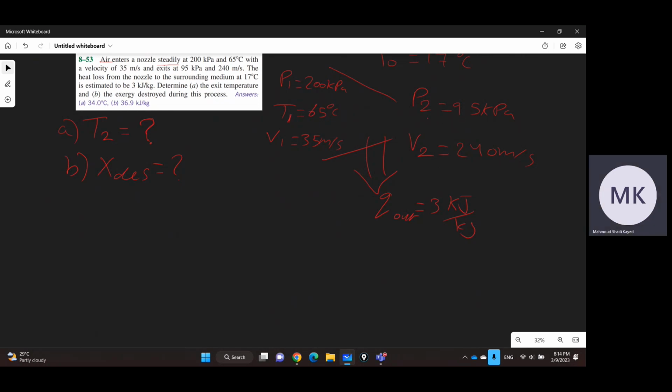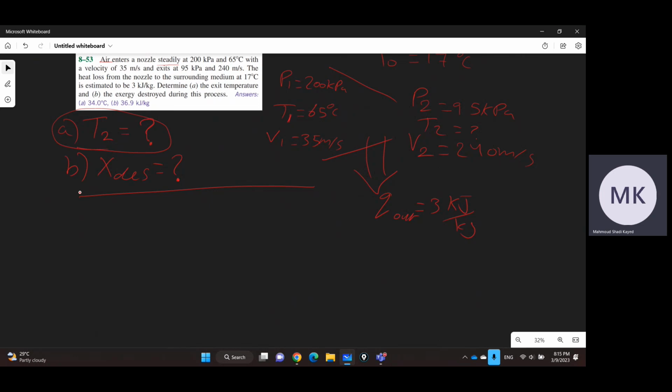If we have T2, then we take the average specific heat at the average temperature, but here T2 is unknown, so we can't do that. So the only option we have is to assume variable specific heat, so we need to use the tables. This is point one. Point two: how to find T2.